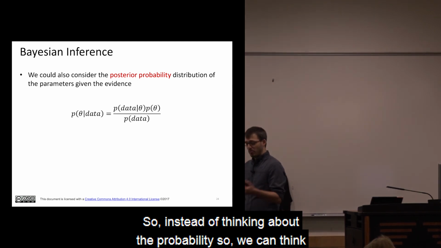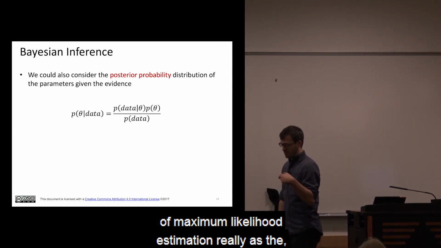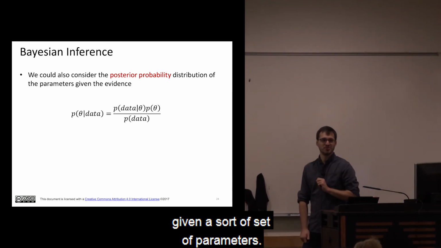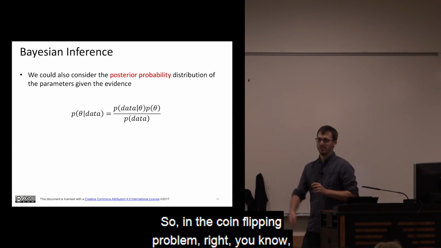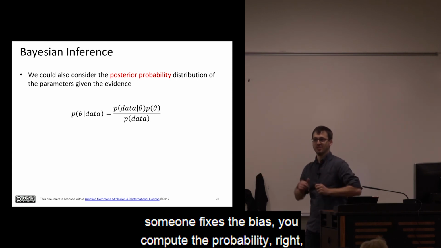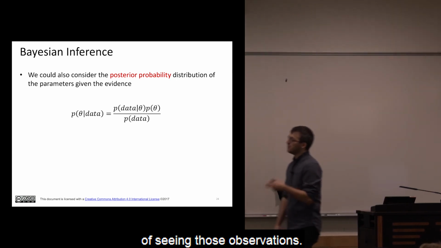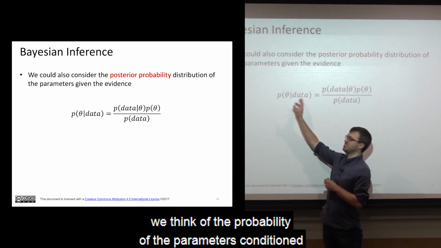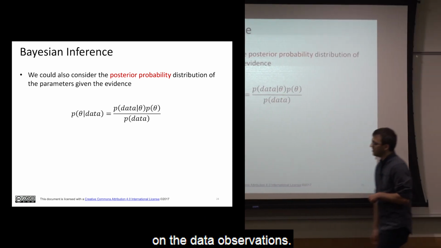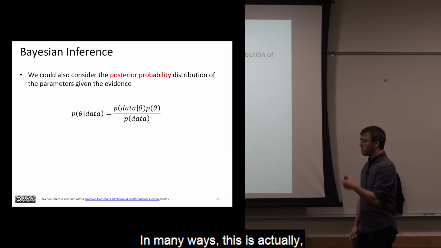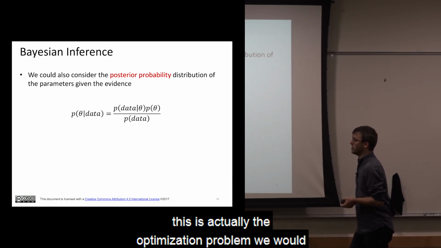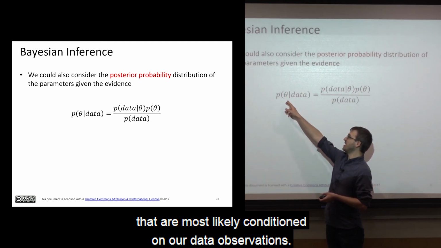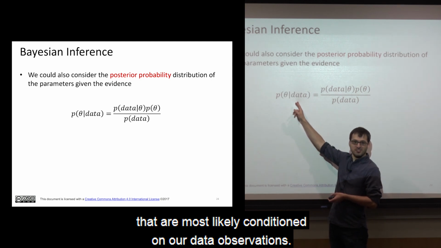We can think of maximum likelihood estimation as the probability of seeing the data given a certain set of parameters. In the coin flipping problem, someone fixes the bias, and you can compute the probability of seeing those observations. In a full Bayesian, statistical framework, we think of the probability of the parameters conditioned on the data observations. In many ways, this is the optimization problem we would like to solve: to find the setting of the parameters that are most likely conditioned on our data observations.